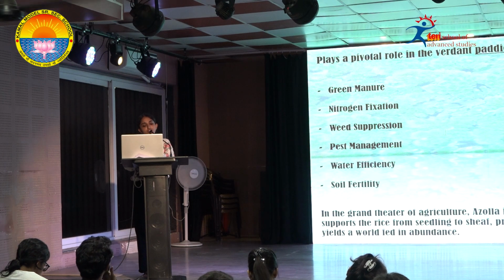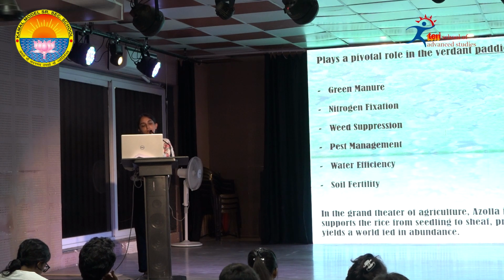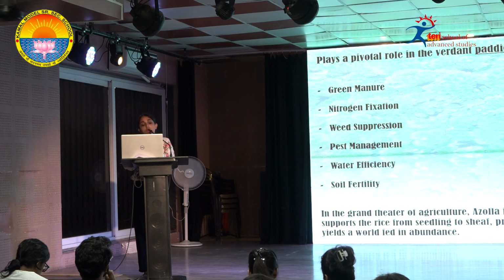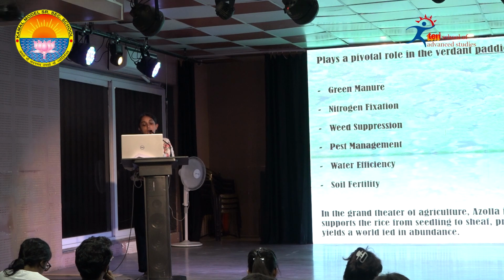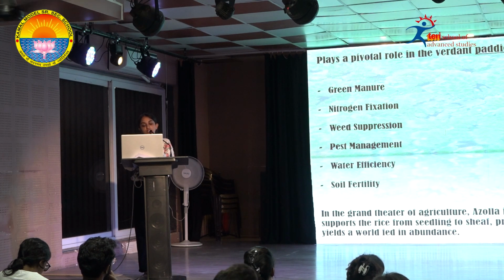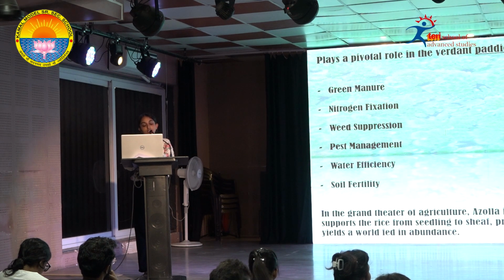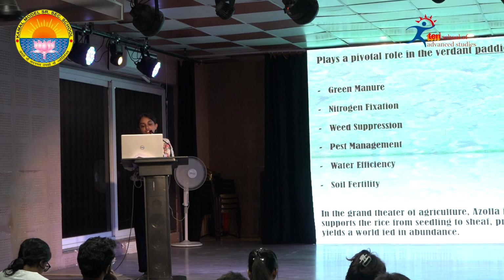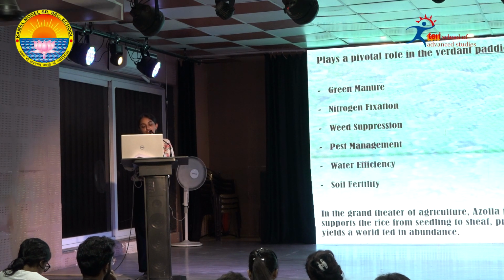And just skip to water efficiency, as we have already discussed about nitrogen fixation, weed suppression and pest management. So how does AZOLLA help in water efficiency in the verdant valley? By blanketing the water surface, AZOLLA reduces evaporation, which entails water conservation to the rice fields. Last again is soil fertility. As it decomposes, AZOLLA continues to give, releasing nutrients slowly, ensuring the rice has a steady banquet of nourishment throughout its growth.